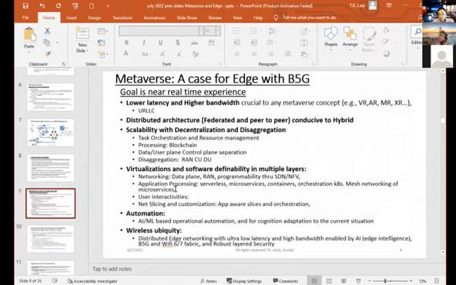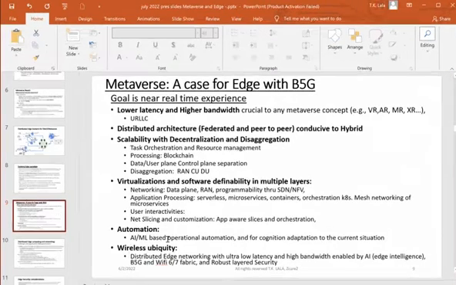Virtualization is key, because that's the programmability, the definability of network creation, like network slicing. You have to create slices of networks that are dedicated for certain applications, and those applications are going to be key for the services that you are going to be providing. So automation, wireless ubiquity, those are all things that you need.